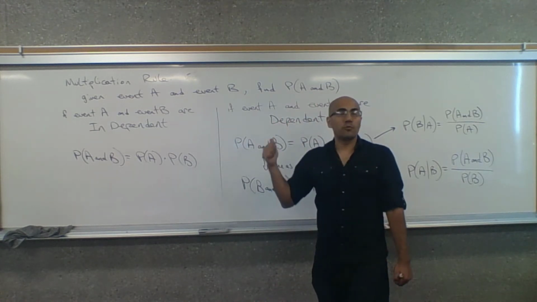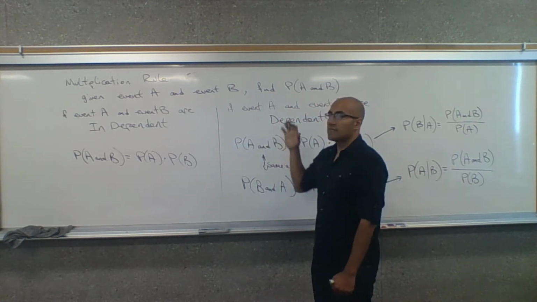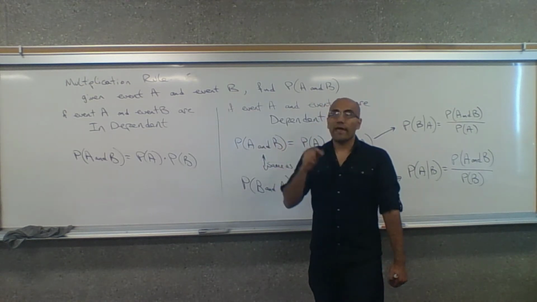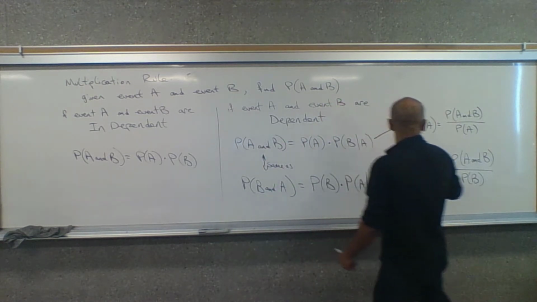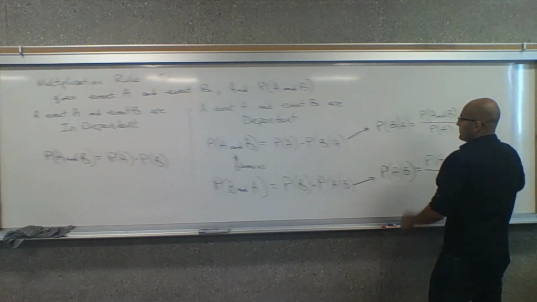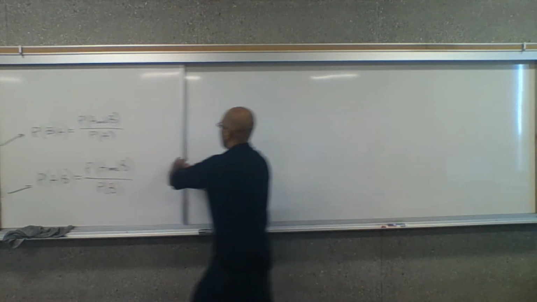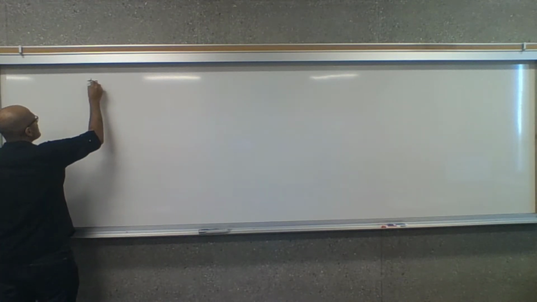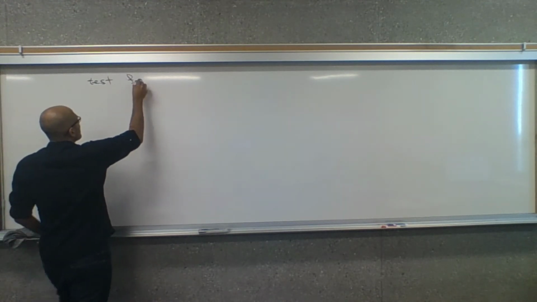But if it's not super obvious, how do we know? If it's not really obvious whether they're independent or dependent, well, that's when that little test for independence comes in. So, test for independence.